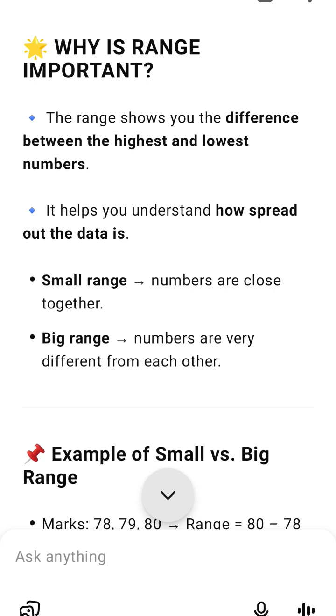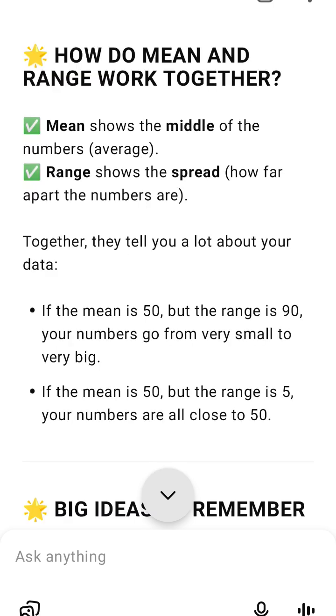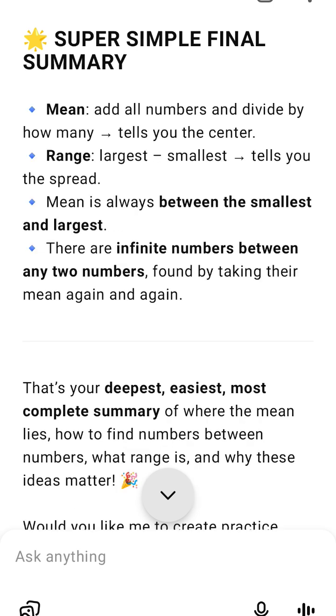Super simple final summary. Mean: add all numbers and divide by how many, tells you the center. Range: largest minus smallest, tells you the spread. Mean is always between the smallest and largest. There are infinite numbers between any 2 numbers, found by taking their mean again and again. Just an easy, complete summary of where the mean lies, how to find numbers between numbers, what range is, and why these ideas matter. Would you like me to create practice problems or visuals to help you understand even better?